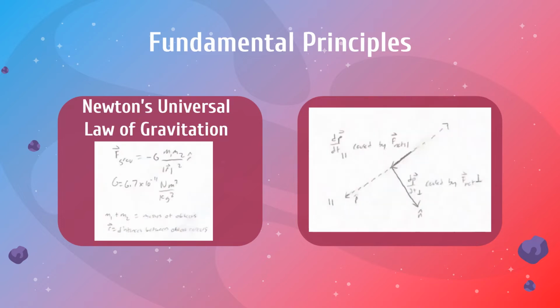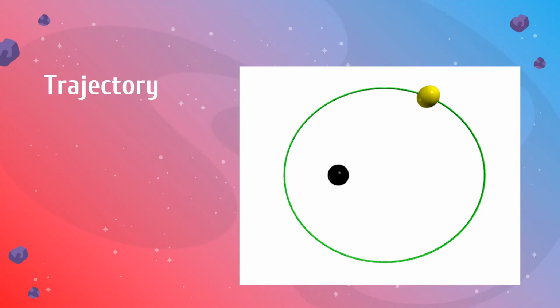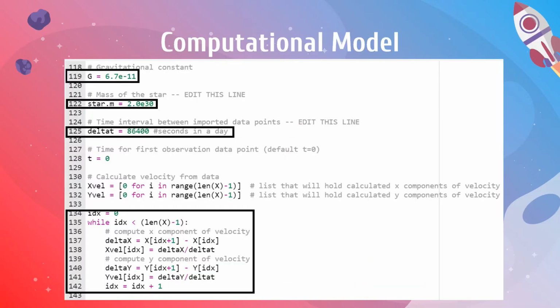Another fundamental principle in this lab is Newton's universal law of gravitation, which states that all objects attract each other with this force of gravity. This force is directly proportional to the product of the objects' masses, and inversely proportional to the square of the distance between their centers. In GlowScript, my email generated this unique trajectory of a star orbiting around a black hole. In the program's initial conditions, I put the gravitational constant G and set the mass of the star equal to 2 times 10 to the 30th kilograms. The time interval between data points was set to 1 day, which is 86,400 seconds.